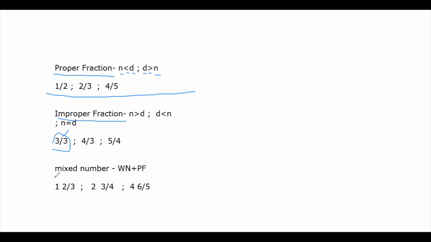Okay, the mixed number, accordingly, has the whole number plus the proper fraction, the combination of them. These are the examples: 1 and 2/3, 2 and 3/4, and 4 and 6/5. Okay, hopefully you understand it well, my fellow learners out there. What are the differences between the types of fractions?